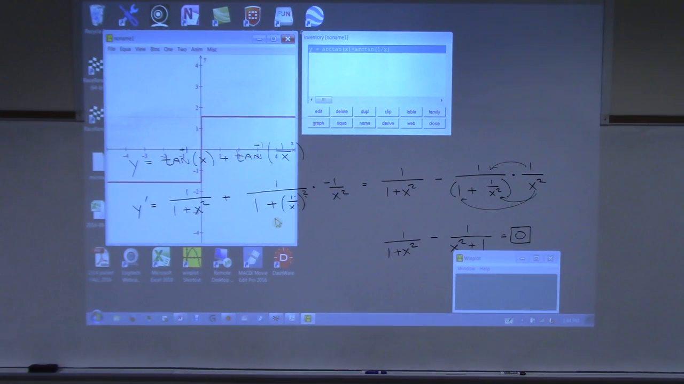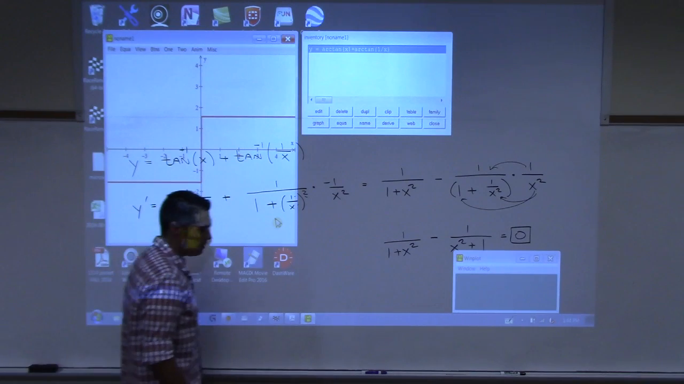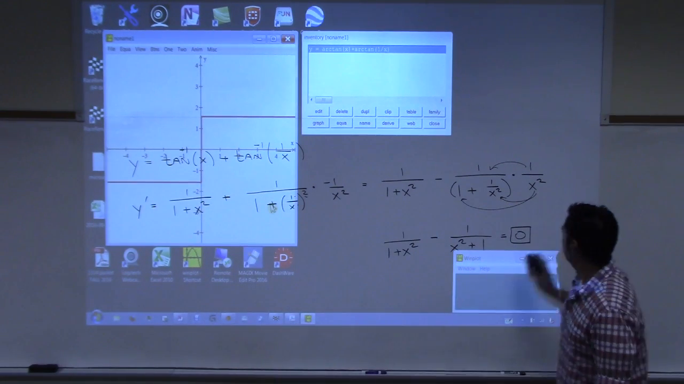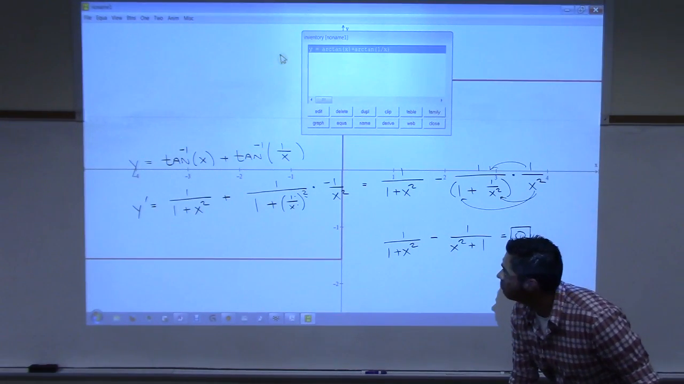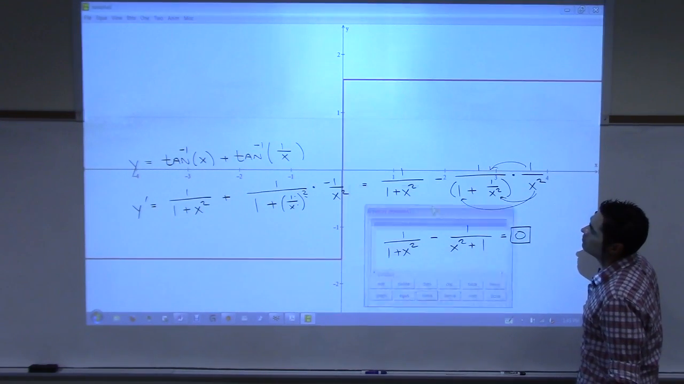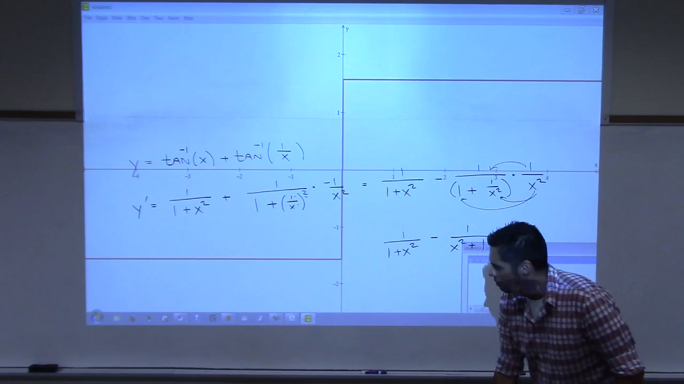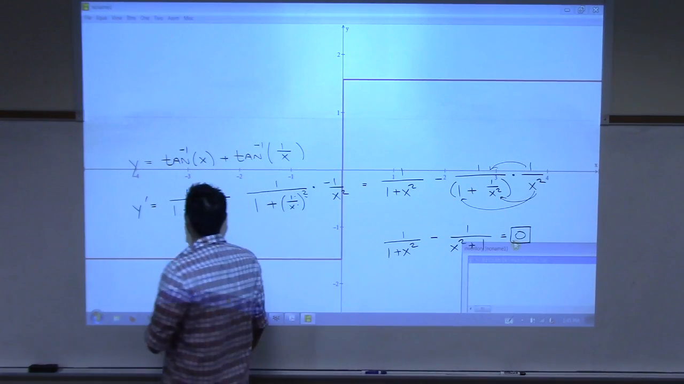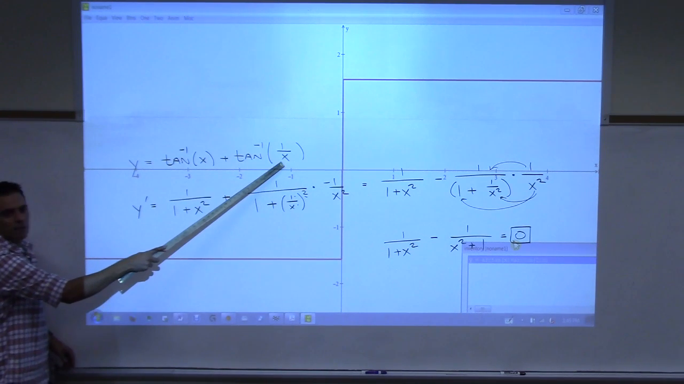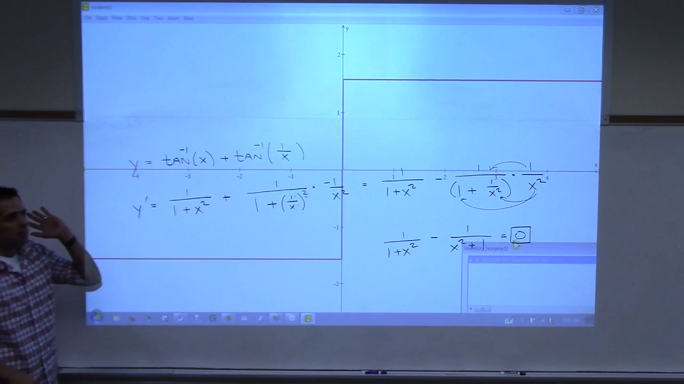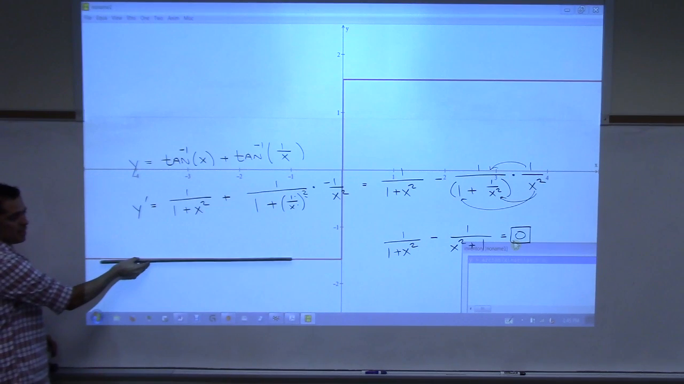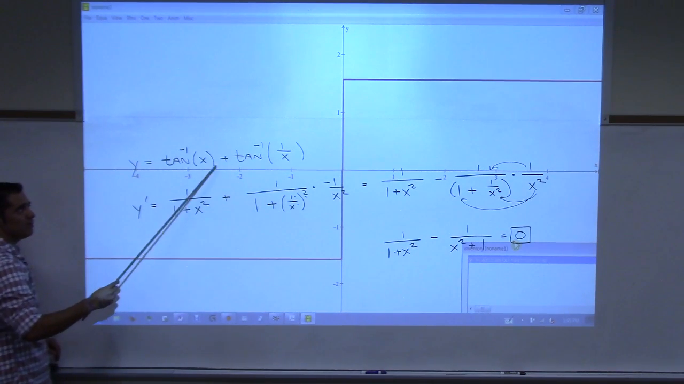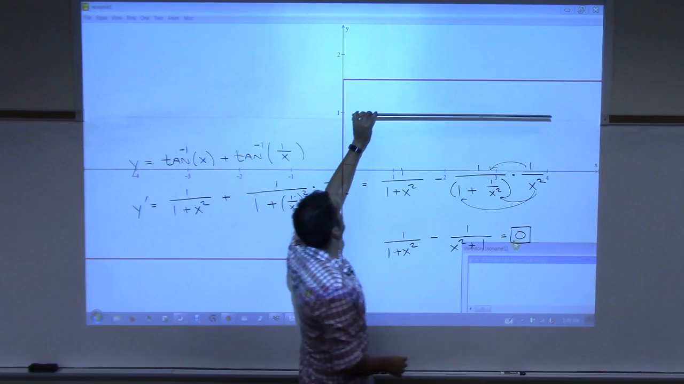At 0, it's undefined. Why is this function undefined at 0? Let me make this bigger. There we go. Why can't I plug in 0? 1/0 is undefined. The function's not defined there. The original function is not defined at 0. So we throw 0 out. If I plug in an x value that is negative, it's going to be down here like this. If I plug in an x value that's positive, it's going to spit out this flat line right here.